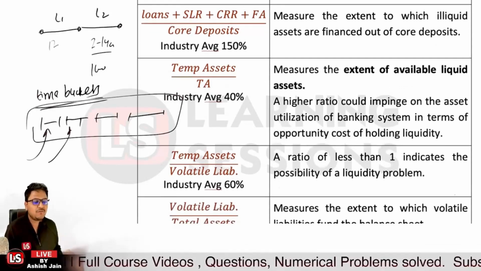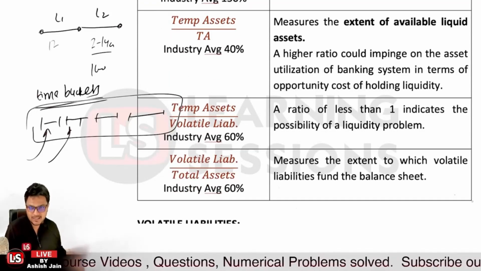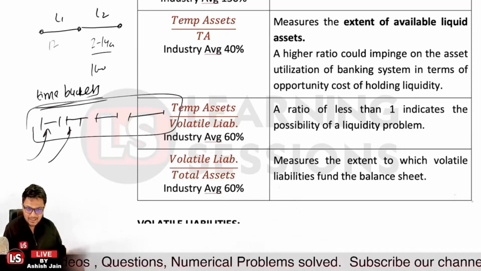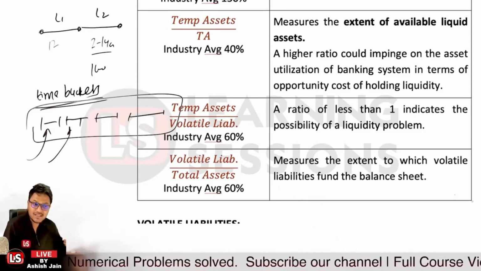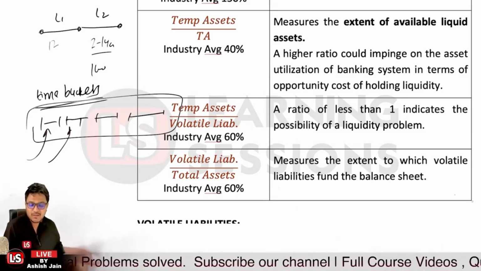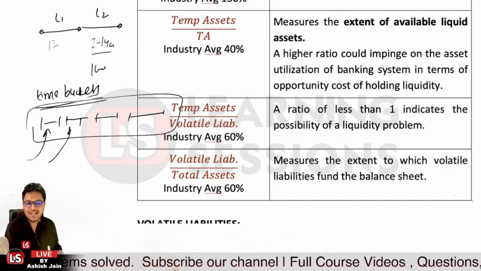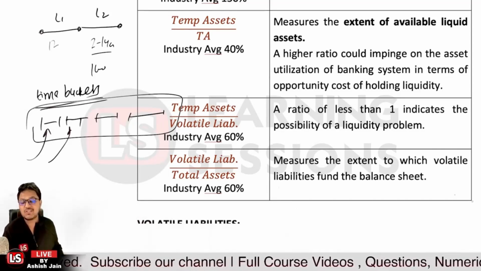Okay, and further it's related to volatile liabilities to the total assets. Now, what part of the total assets is funded by volatile liabilities? That is the extent of volatile liabilities in the funds of the balance sheet, and the industry average is to be kept at 60%.